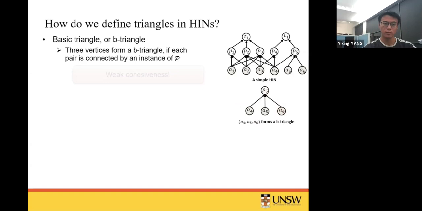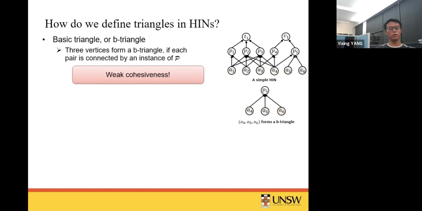However, although the definition of B triangle is very simple, it may lead to weak cohesiveness. Let's see this example again. In this example, consider if we remove only one vertex P5, then A4, A5, and A6 will be disconnected from each other. That means they're not so cohesively connected.